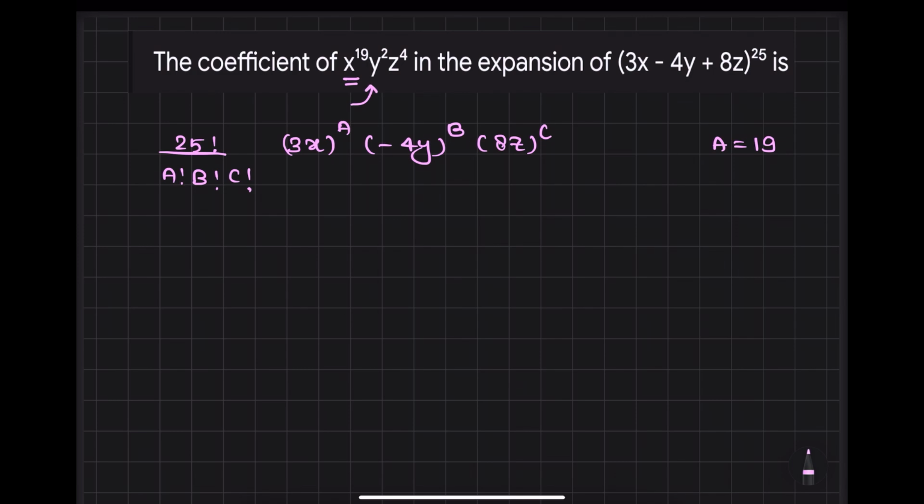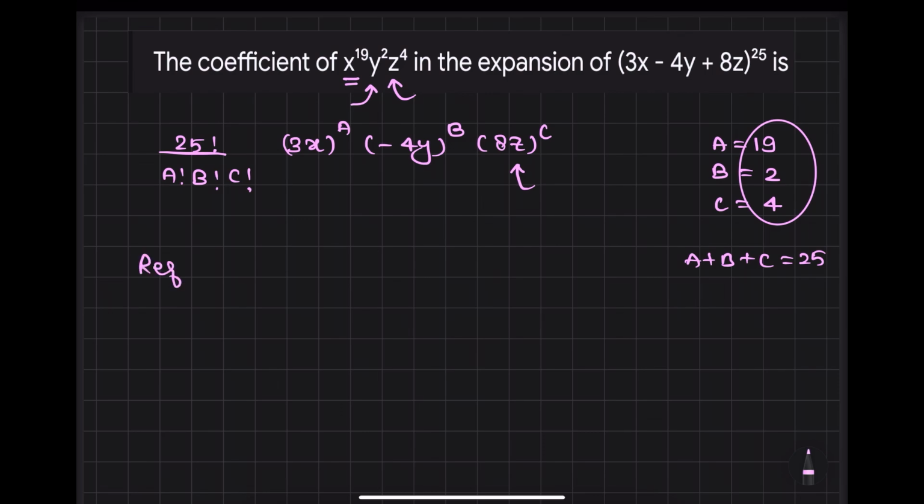Now we want y to take power 2, and y is involved here only, so we will take b as 2. Now for this case we want z to take 4, and z is involved over here only, so it is independent from everything, so c will become 4. And you know that a plus b plus c has to be 25. If you observe this, you can figure out it is 25, so this combination is 100% correct.